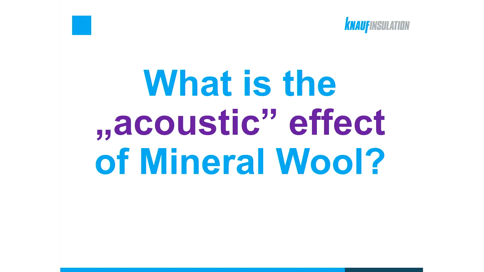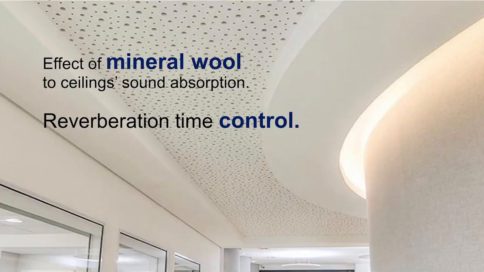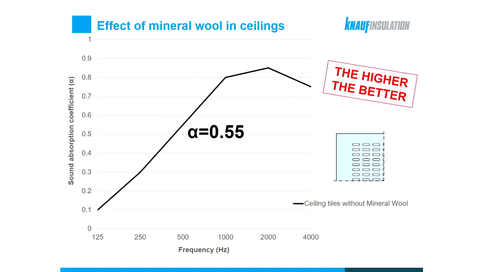So one way of utilizing the mineral wool is to pair it with other materials which are often used in interiors, such as the ceilings. So let us take a look how mineral wool improves the acoustic performance of a ceiling, in this case a perforated ceiling. This again is the sound absorption chart for a classical perforated ceiling tile system. So this system just by itself has already a decent sound absorbing property. So if we put an average alpha value on this chart, we could say it's roughly around 0.55.